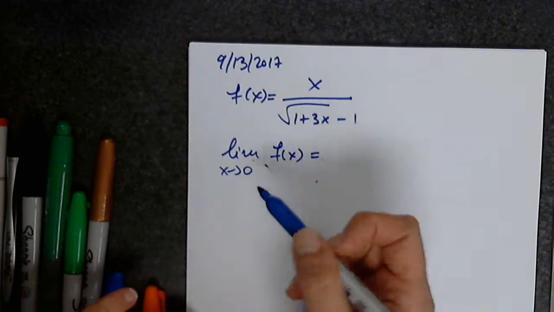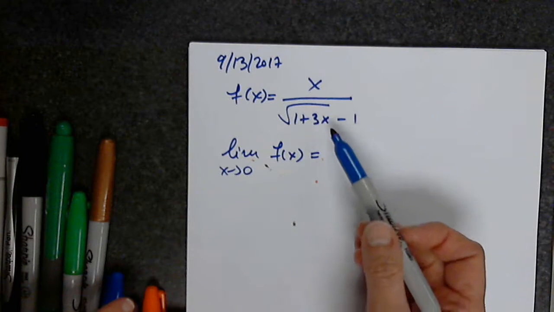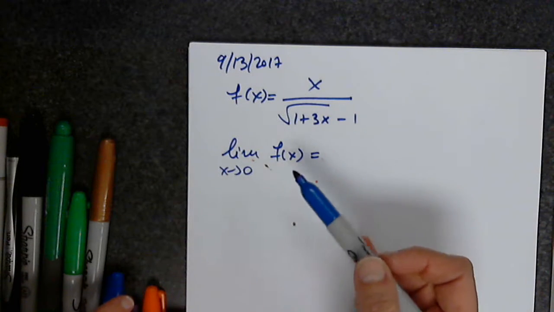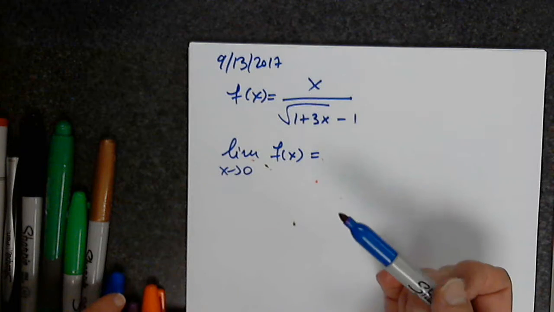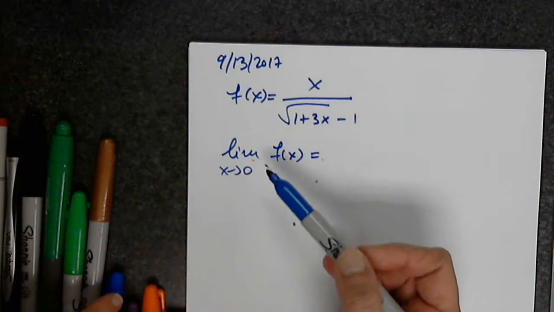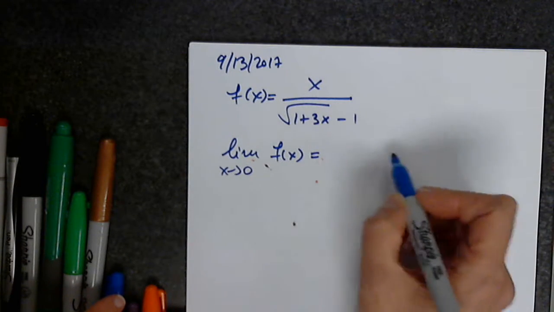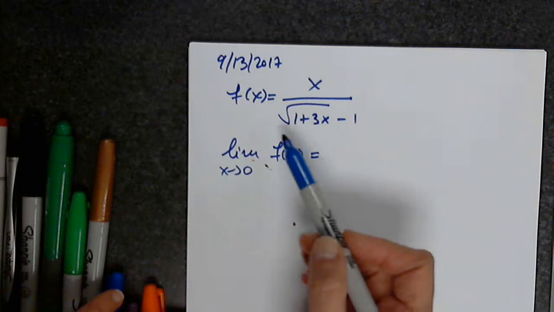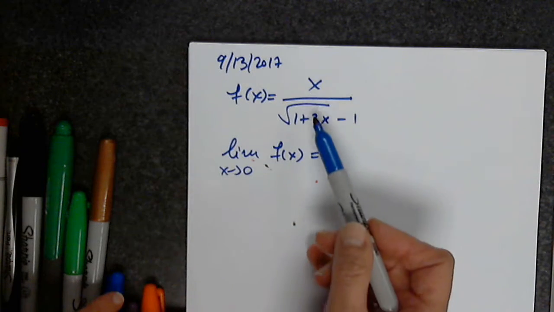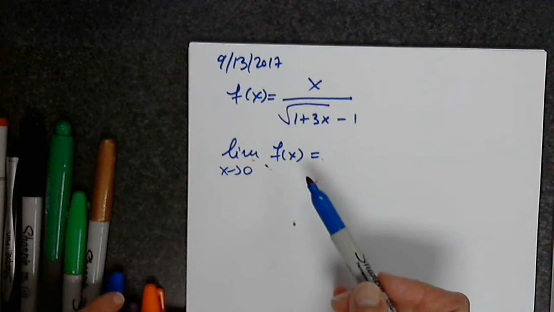So I will say if the limit from the top exists and the limit from the bottom exists, and as long as it's not 0 over 0, I can split it. But it is 0 over 0, so I cannot really split it. I cannot say the limit of x as x approaches 0 and the limit of this as x approaches 0, because I have 0 over 0. So I wouldn't be able to do that.